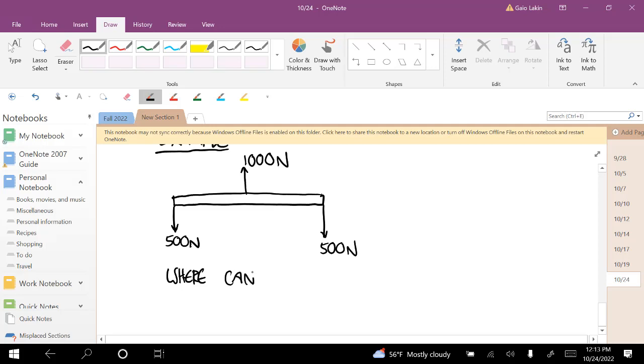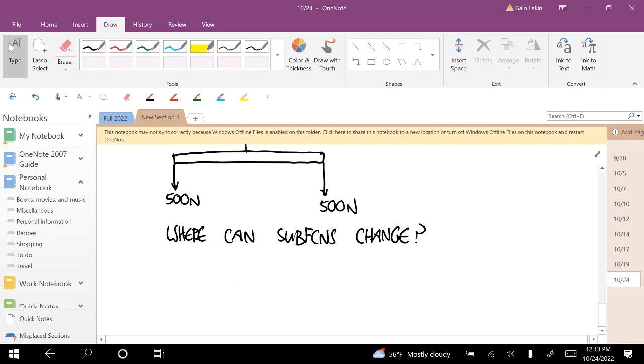So where can the subfunctions change? They can change at x equals 0, x equals 0.5, and x equals 1, if we're working from left to right. And so that means that our cuts, our free body diagrams, are going to fall in those ranges, which means we're going to do 2 cuts.